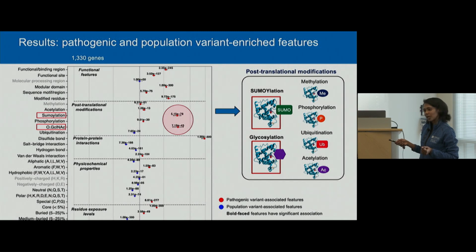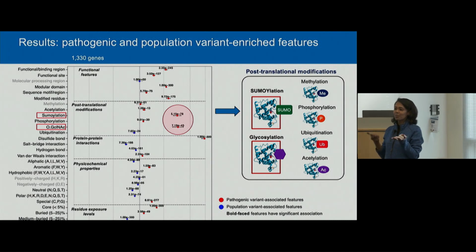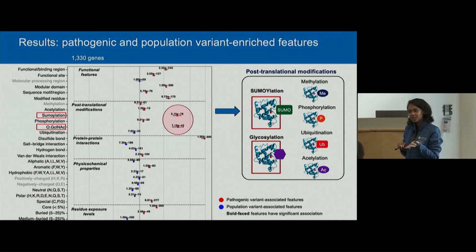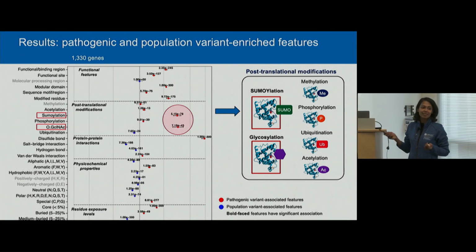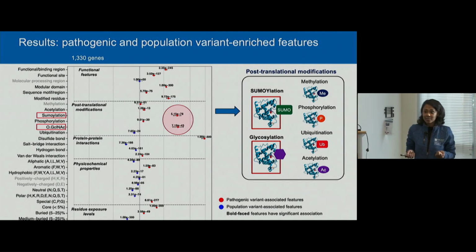sumoylation site is much rarer than phosphorylation site, right? It is true that phosphorylation sites are much more available, and we see both population and pathogenic variants on phosphorylation sites, but for a sumoylation site, if it is present, then often the protein is gone. And it would be interesting to dig deep into the data. There are so many things that can be done out of these results, really. Yes?